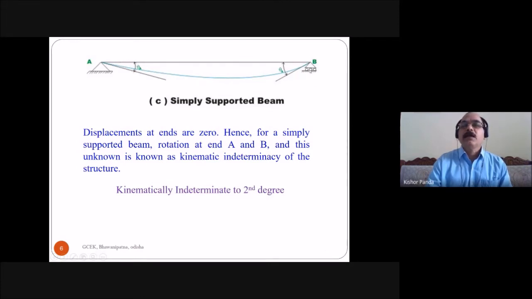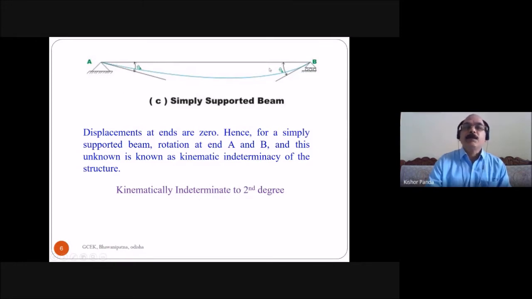Here also this is the roller support, means there is a vertical reaction. So this is constrained against the vertical displacement. That vertical displacement is 0. Here also only the rotational displacement takes place. So what is the degree of kinematic indeterminacy of a simply supported beam? This is equal to 2. The degree of kinematic indeterminacy of this simply supported beam is equal to 2. Or this is also kinematically indeterminate to second degree.